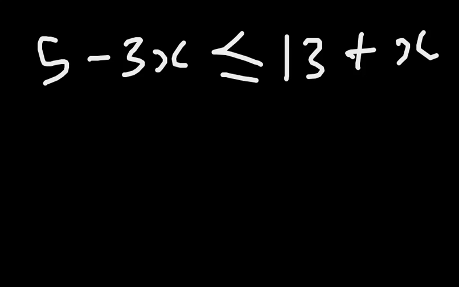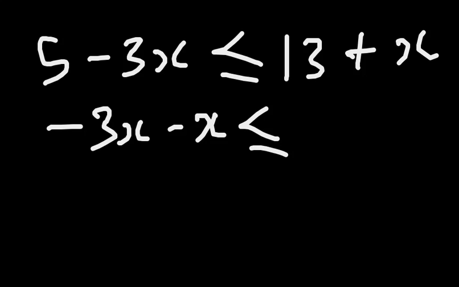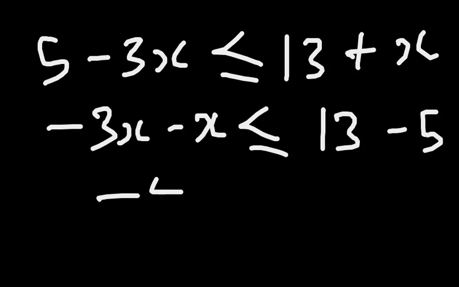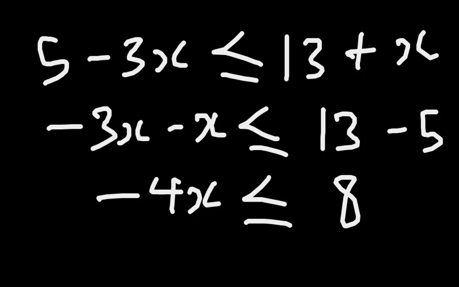So with this we'll have minus 3x minus x less than or equal to 13 minus 5, and for this we'll have minus 4x less than or equal to 13 minus 5, which is 8. Now, if we multiply both sides by minus 1, we'll be able to have x less than or equal to minus 2.